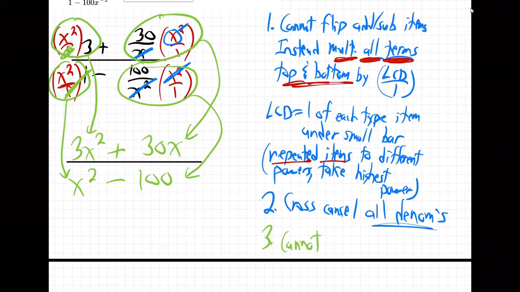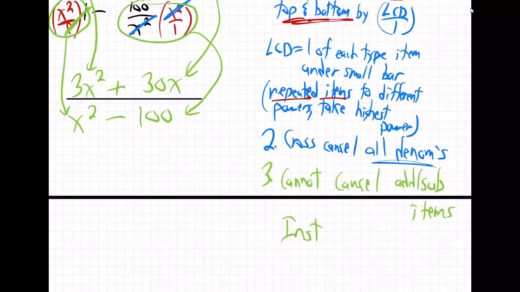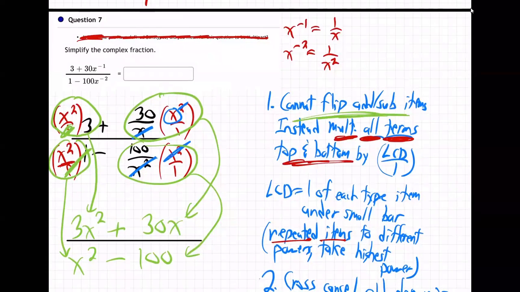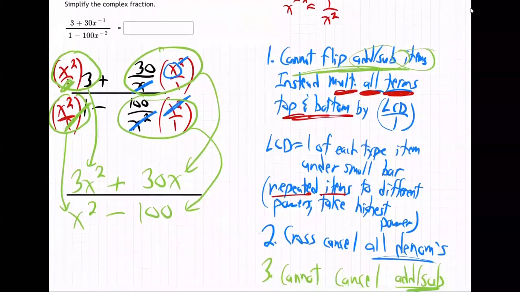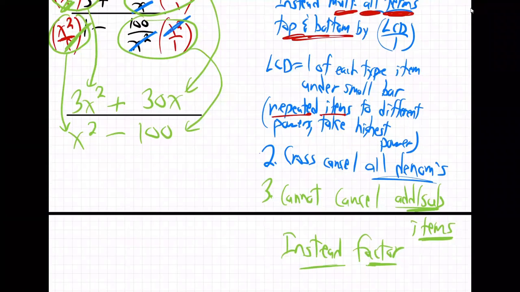We cannot cancel added, subtracted items, right? Instead, factor. So there's a lot that we cannot do with added, subtracted items. You've noticed by now you can't. In the beginning, we said you can't flip them. Added, subtracted items cannot be flipped. Instead, you multiply top and bottom. And now we've seen that you cannot cancel. You can't say, oh, cancel out. No, cannot cancel out. Instead, factor.